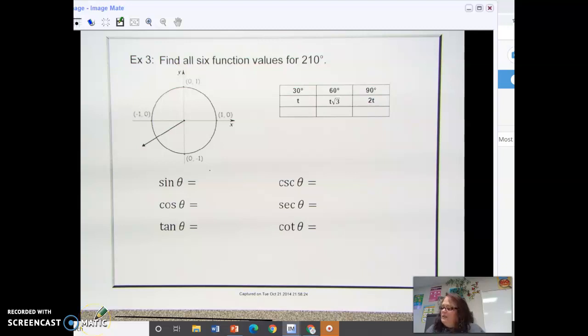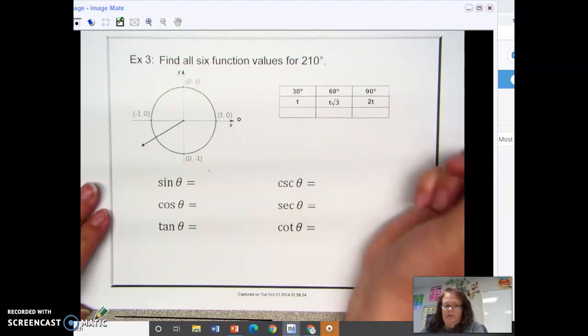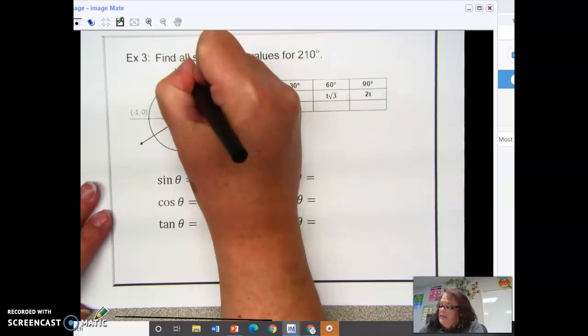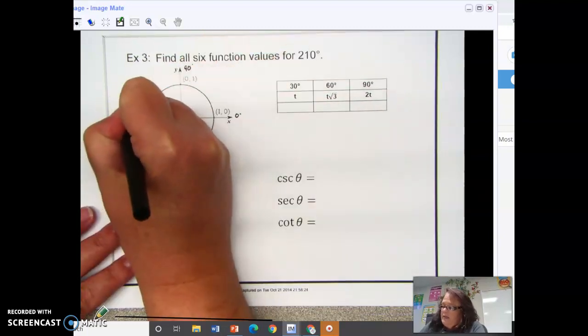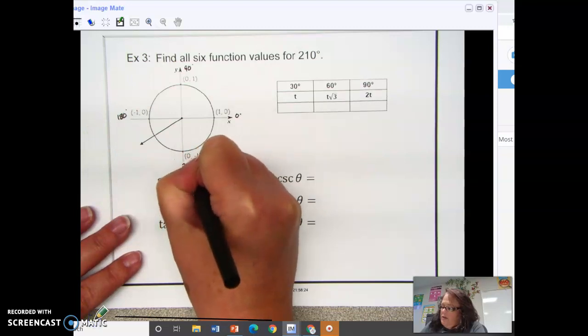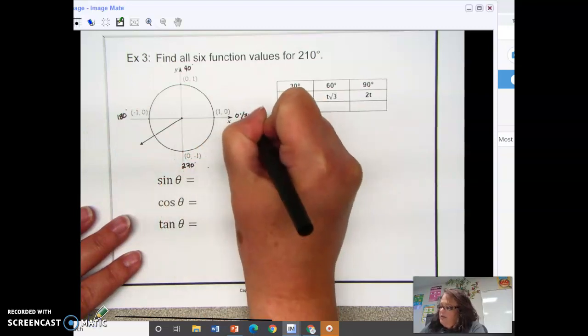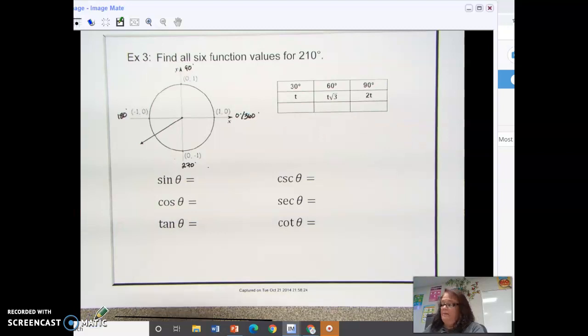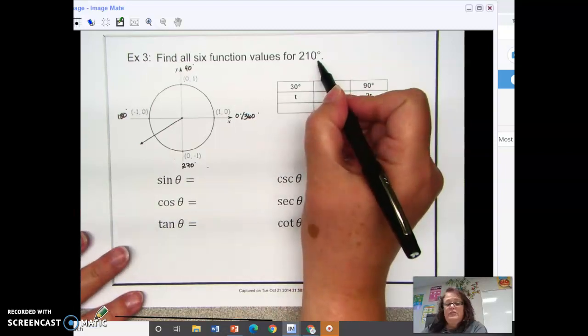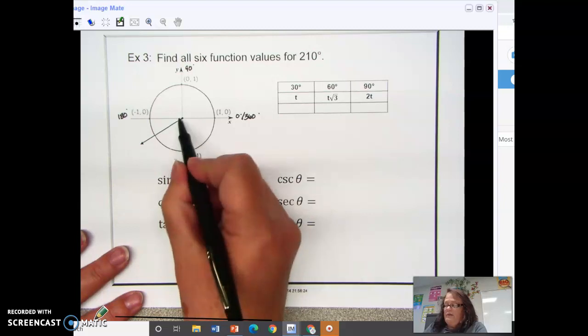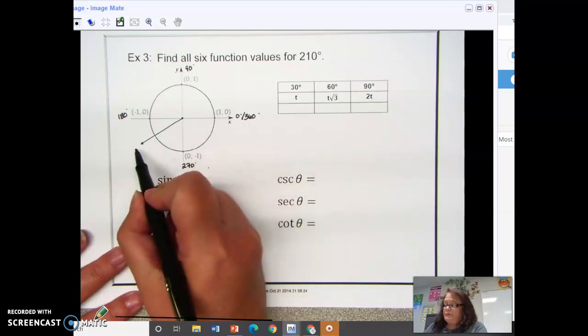So we're going to build on what we talked about in part one, where we're going to find all six values of the functions where theta is 210 degrees. So I already kind of drew this for you. What you want to remember is this is 0 degrees, so that makes this 90 degrees. This is 180 degrees. This is 270 degrees. And then we're back to 360 degrees. Okay, so notice that 210 degrees lies between 180 and 270, which is why I put my ray right there.